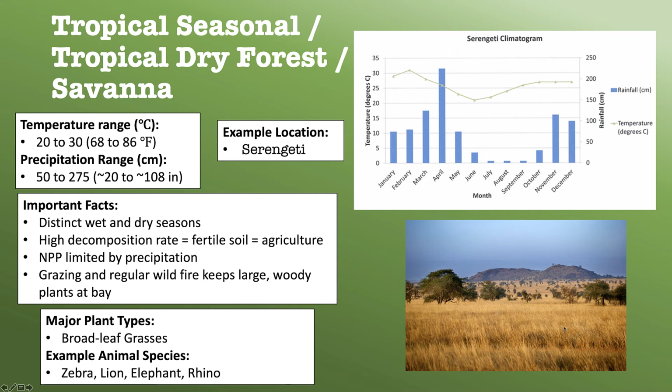You get fairly nutrient-rich soil, which means it gets developed for agriculture, just like the deciduous forests do, which is not always a great thing. Also, because these also have regular burns, you'll have regular wildfires. That's one of the reasons why you don't have as many large trees. You definitely have more trees than you do in the temperate grasslands, but not as much. It's not really a forest.